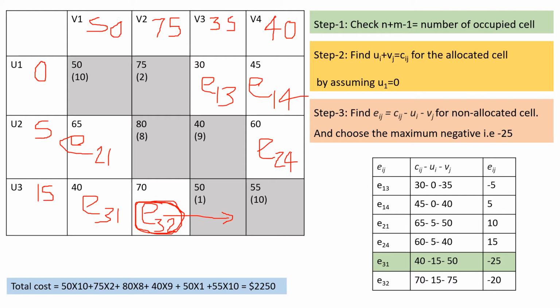So from here, we have to start from E31, because E31 is the maximum negative, right? So we have to start from E31. Let's remove this one.